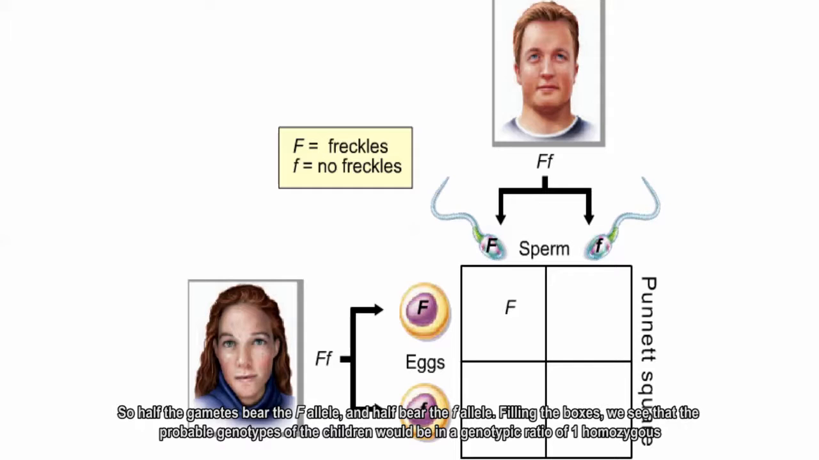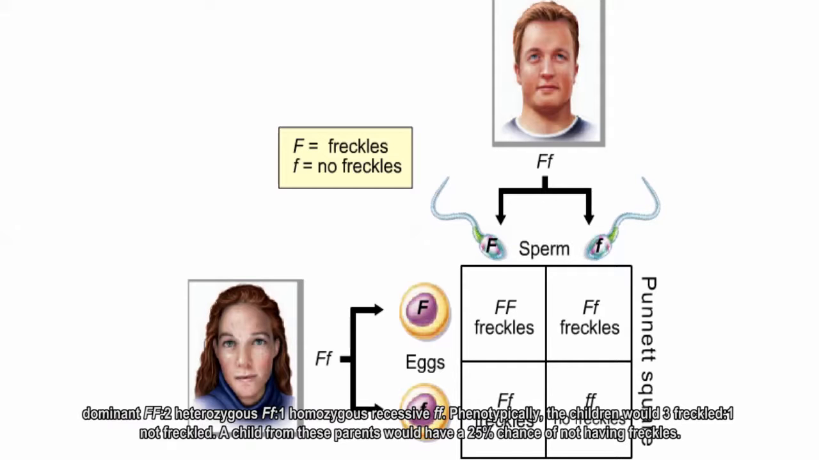Filling the boxes, we see that the probable genotypes of the children would be in a genotypic ratio of 1 homozygous dominant, big F, to 2 heterozygous, big F, little f, to 1 homozygous recessive, little f. Phenotypically, the children would be 3 freckled to 1 not freckled. A child from these parents would have a 25% chance of not having freckles.